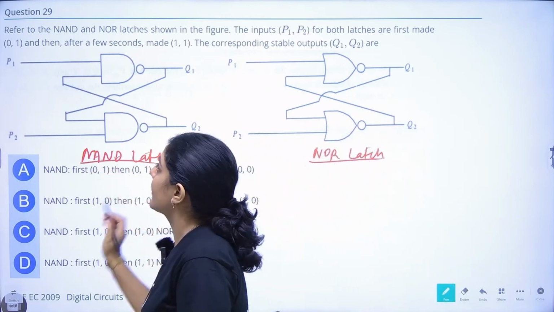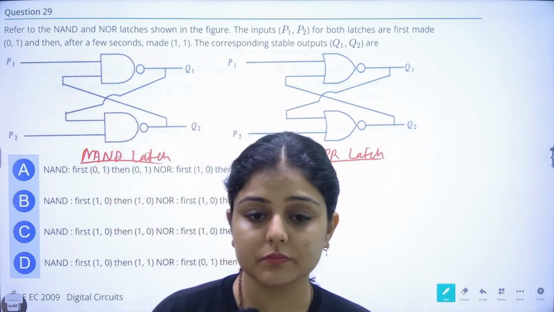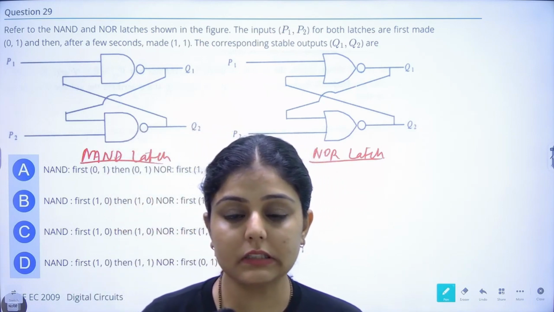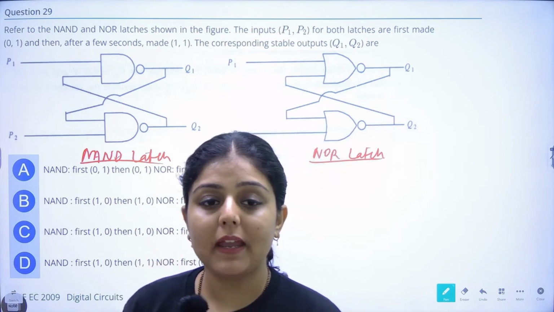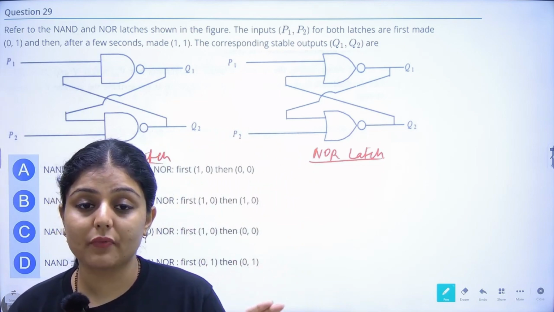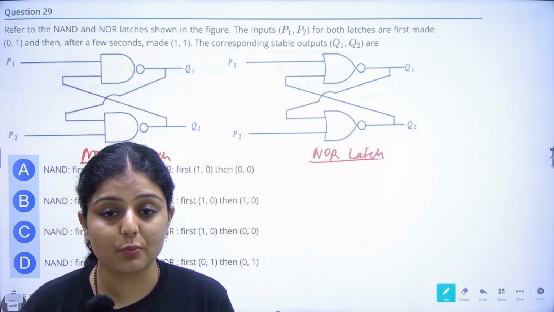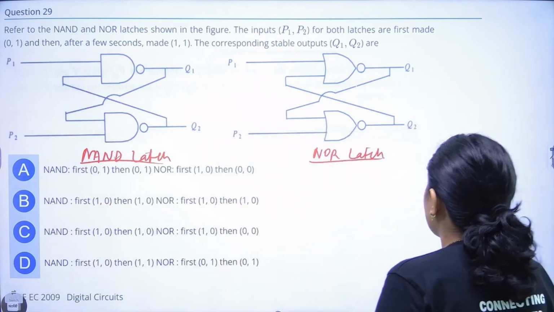NAND latch and NOR latch. Refer to the NAND and NOR latches shown in the figure. The inputs P1 and P2 for both the latches are made first 0 and 1, then after a few seconds 1 and 1. You have to find out the corresponding outputs Q1 and Q2 for both the NAND and NOR latch.